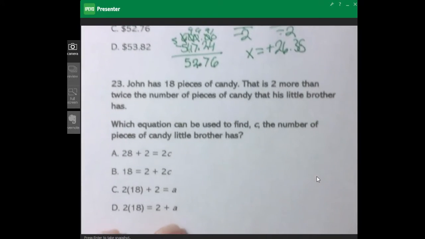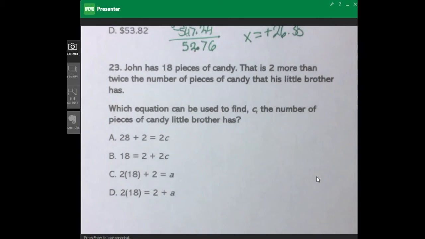Number 23. John has 18 pieces of candy. That is 2 more than twice the number of pieces of candy that his little brother has. Which expression can be used to find C, the number of pieces of candy?